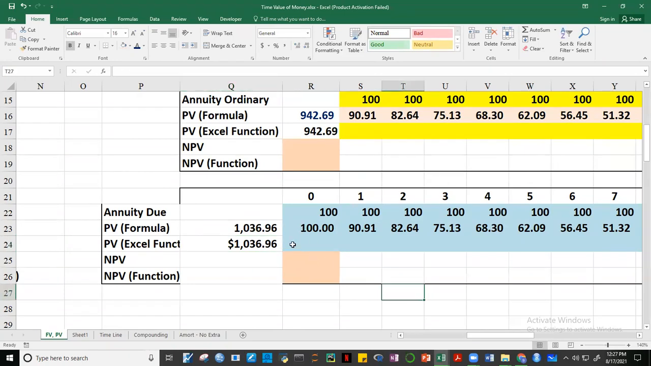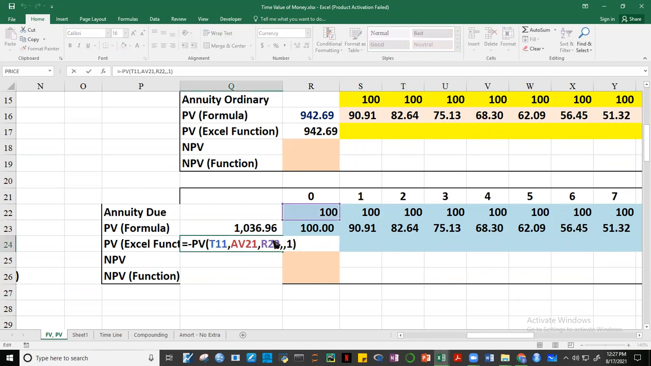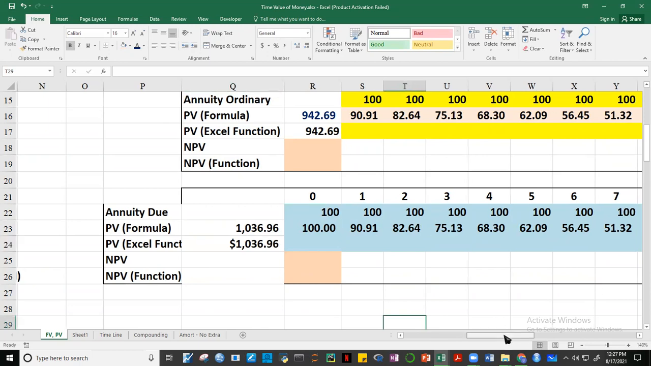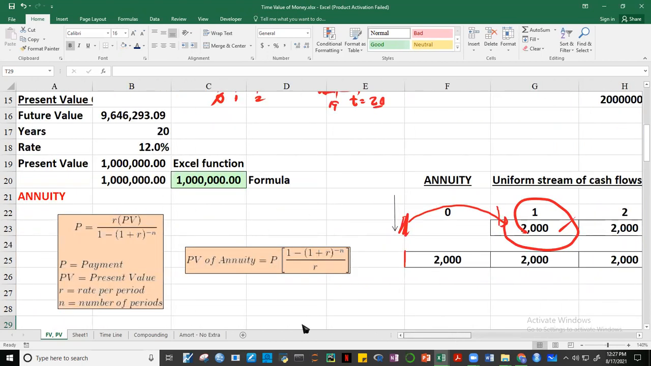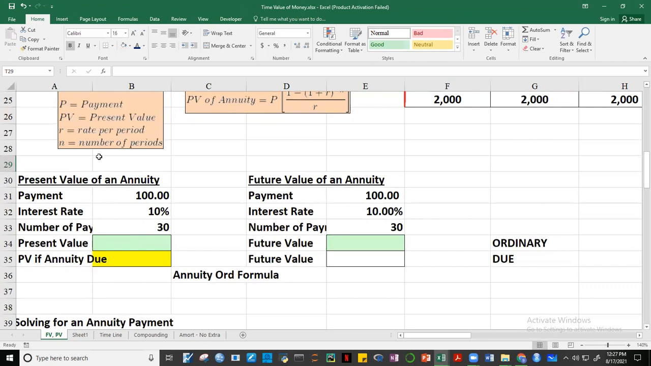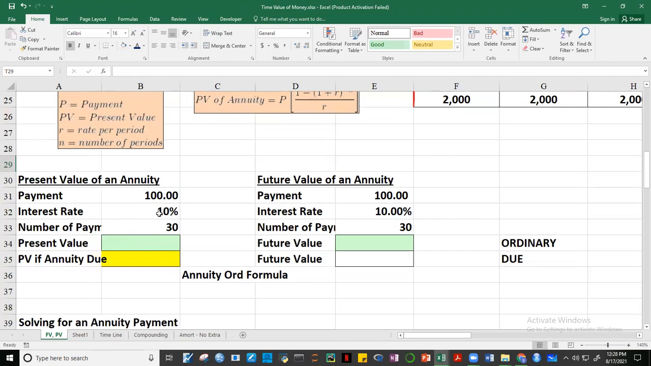1036.96. So it's the same. So of course, we prefer this, no? Because this is direct. With this one, we still need to get the present value of each of the future cash flows. Okay, so this one here, guys, is the same. It's just the same. So 100 also, 10% rate, number of payments.